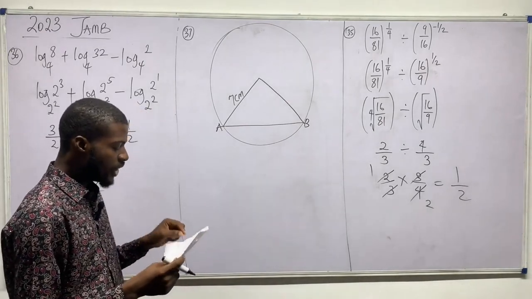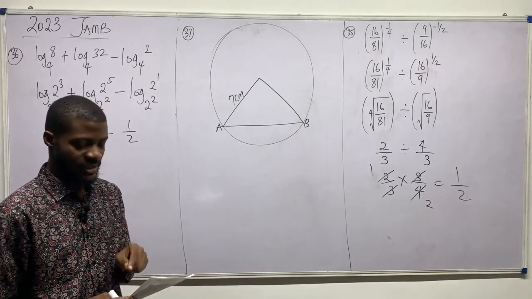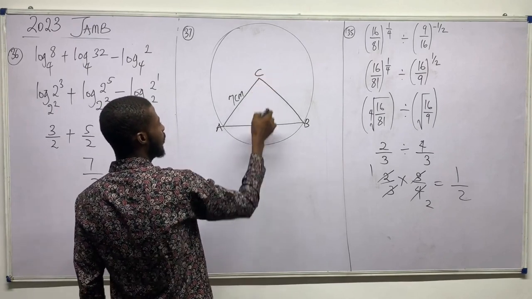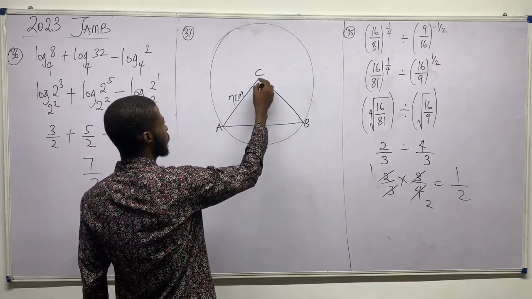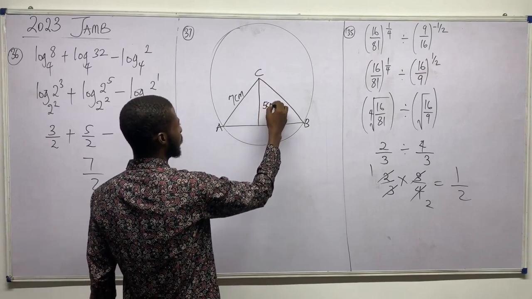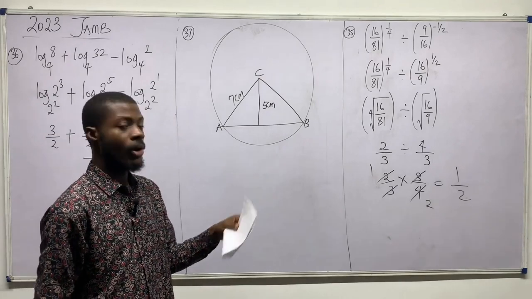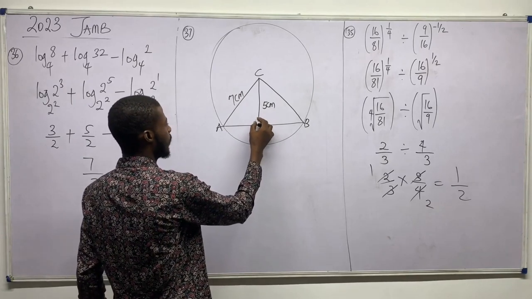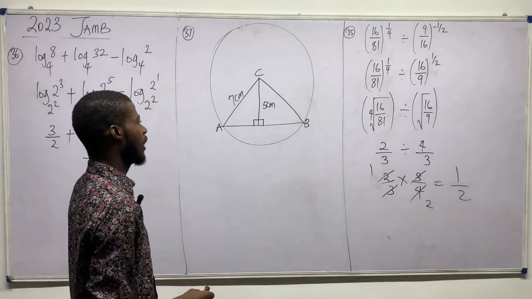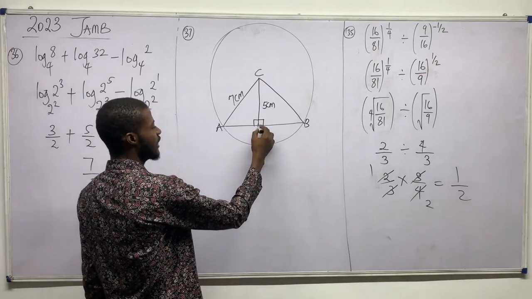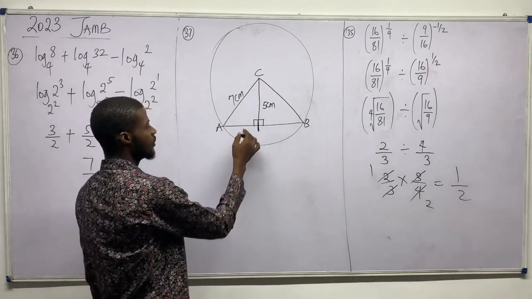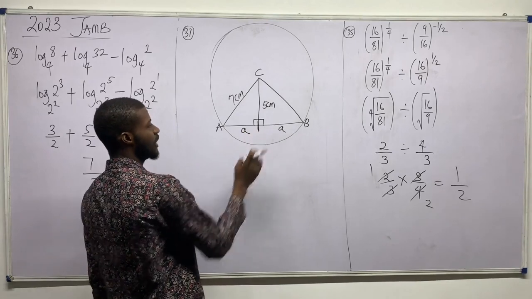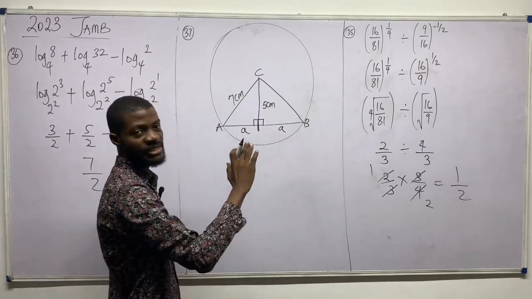Now, they said a chord of a circle of radius 7 cm is 5 cm from the center. This is the center, and the chord AB is 5 cm from it. So from here to here is 5 cm. Since we're given the distance from the chord to the center, this is going to be a perpendicular line. That also means it has bisected this line AB. Bisection means divided into two equal parts. We're going to have A and A.